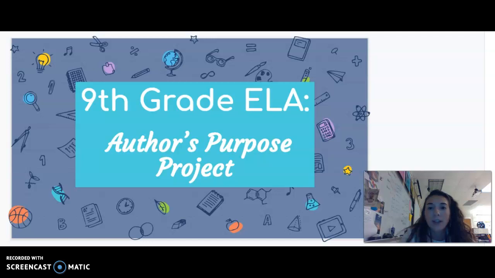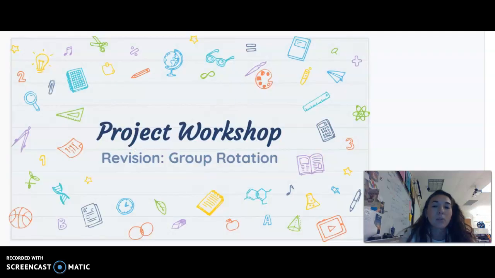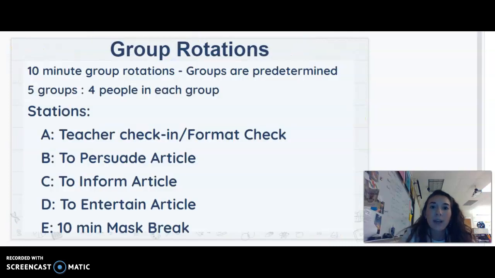I'm here to go over your 9th grade ELA Author's Purpose project. Today we are working on a project workshop. We are working on revision and we're going to work in a group rotation. This means that we are going to have 10 minutes per group in our rotation, and groups are predetermined. We will have 5 groups and 4 people in each group.